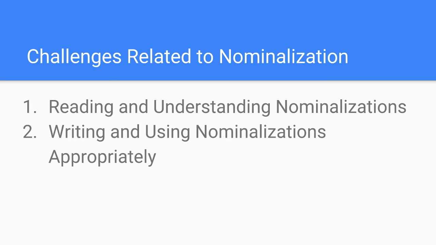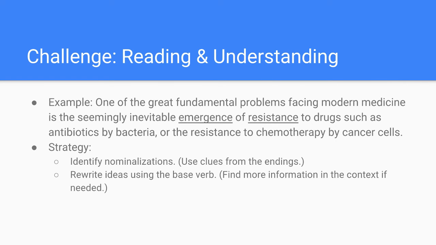So what makes this hard? Well, reading and understanding nominalizations is hard, as well as writing and using them appropriately. So in reading and understanding them, you end up with really complex sentences like the one here, in which you might have this key phrase, emergence of resistance, where you've actually got a whole lot of important content words here.